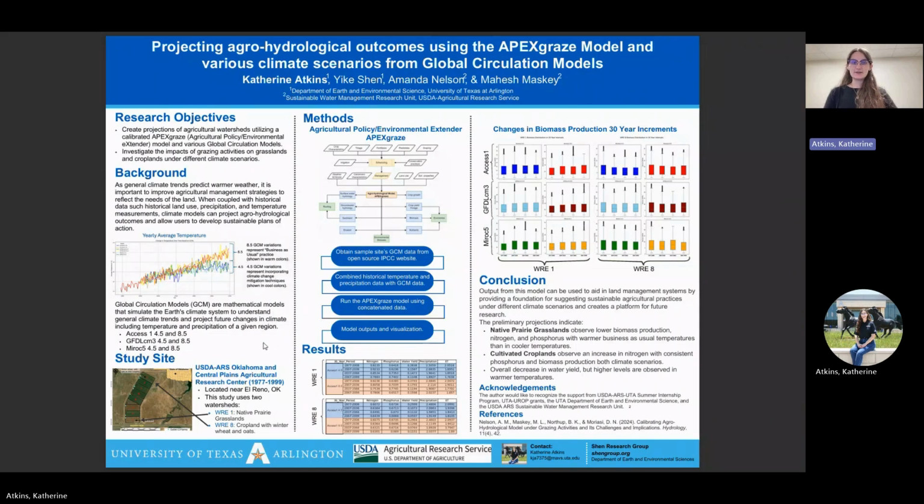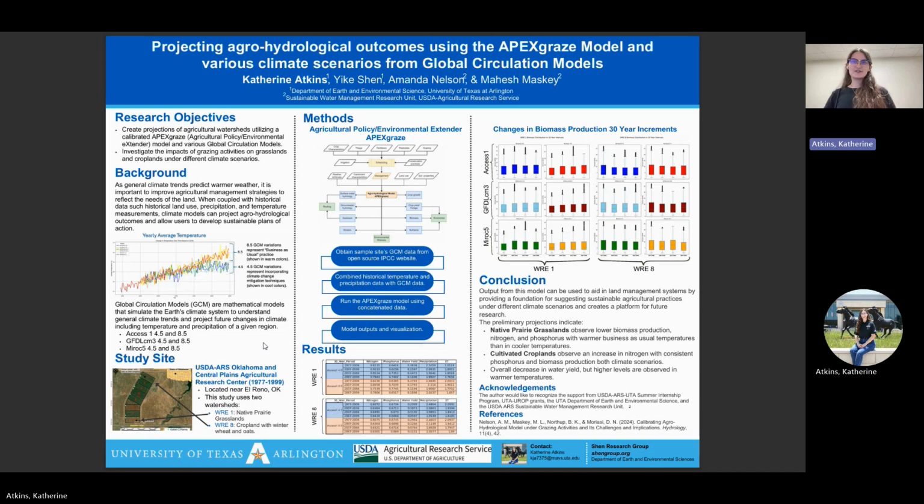Hello, my name is Katherine Atkins, and I'm a senior environmental science major with a minor in data science here at the university. Today I will be discussing projecting agrohydrological outcomes using the APEX GRAZE model and various climate scenarios from global circulation models. In addition to that objective, I will also be investigating the impacts of grazing activities on grasslands and croplands under different climate scenarios. The significance of a study like this is that general climate trends predict warmer weather, and with warmer weather, you also see a change in precipitation and soil adaptability. It's important to understand those components when improving agricultural management systems or when suggesting better land management strategies to reflect the needs of the land.